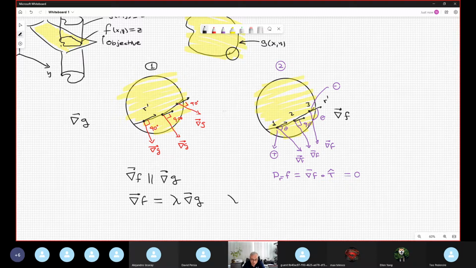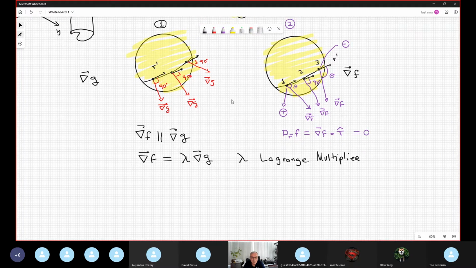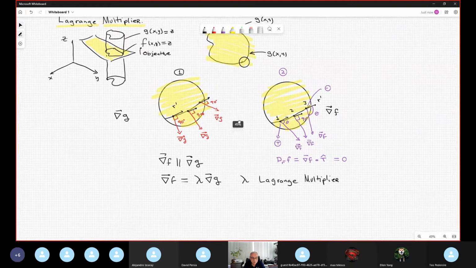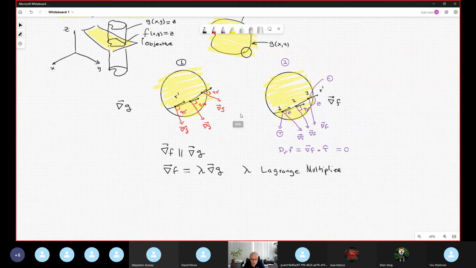And who is lambda? Lambda is the famous Lagrange multiplier. It's a number. It's a number that doesn't have any important meaning, but it is a number. Okay, and this happens at the maximum or minimum of any function. How do we translate this into the common language of equations? Easy.